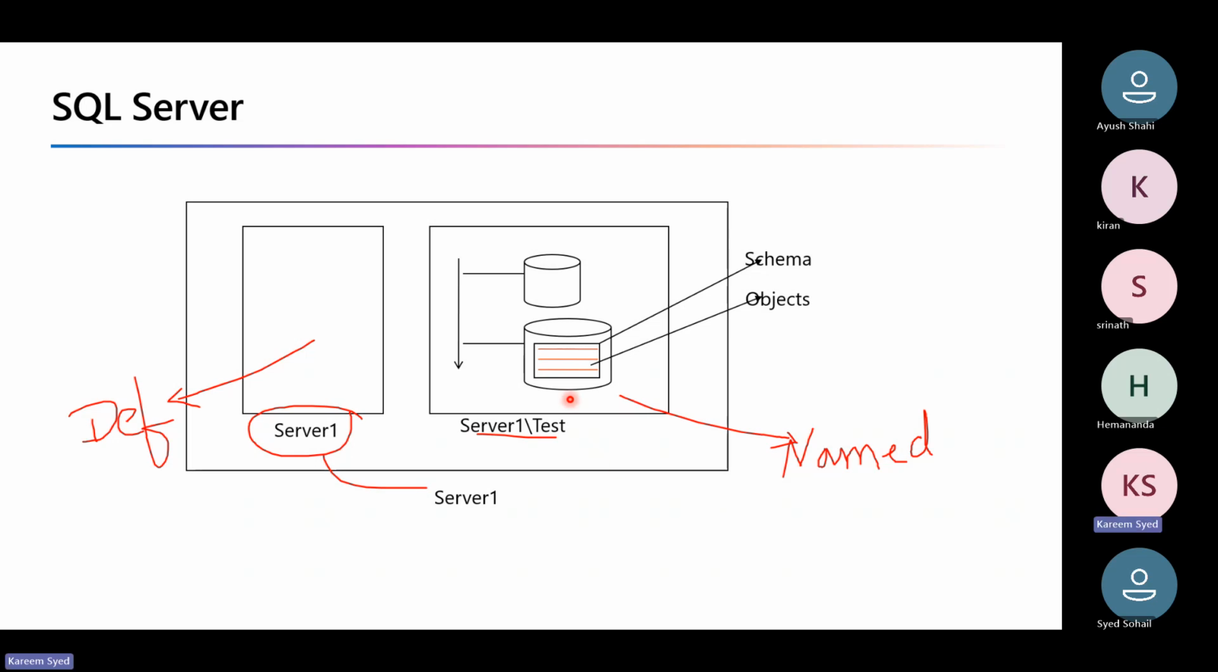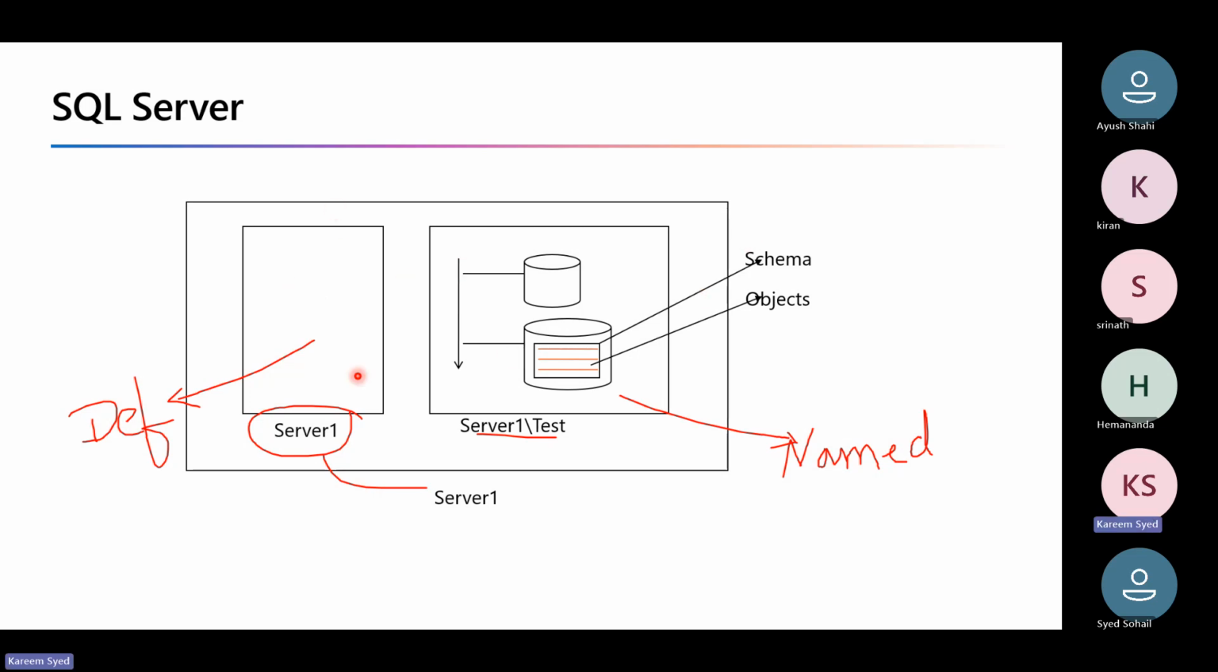But we have already discussed that as a best practice, in one VM we install only one instance in real time, which is a default instance. That's why tomorrow, once you start working in an organization, you can see that each VM has one instance, which is a default instance.